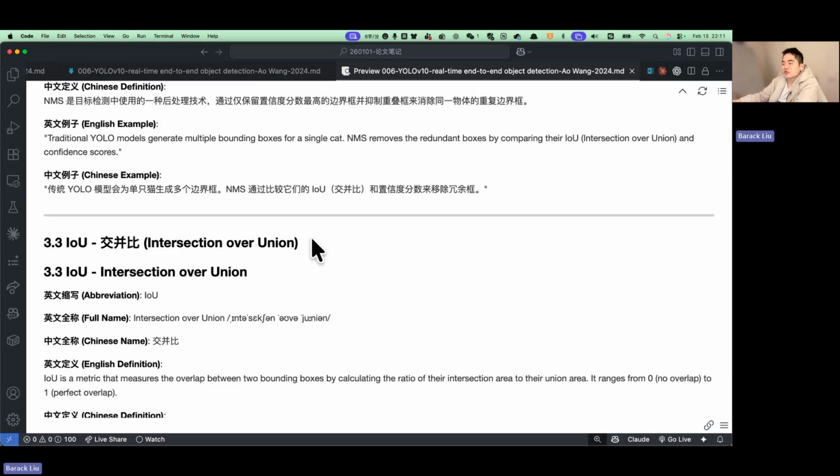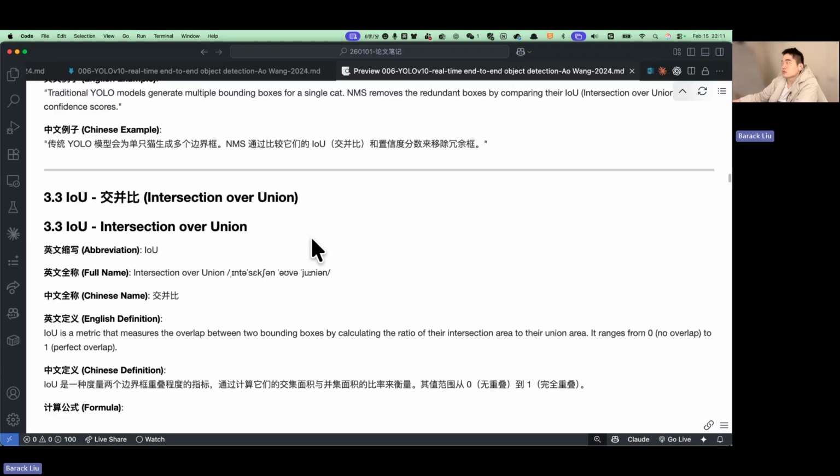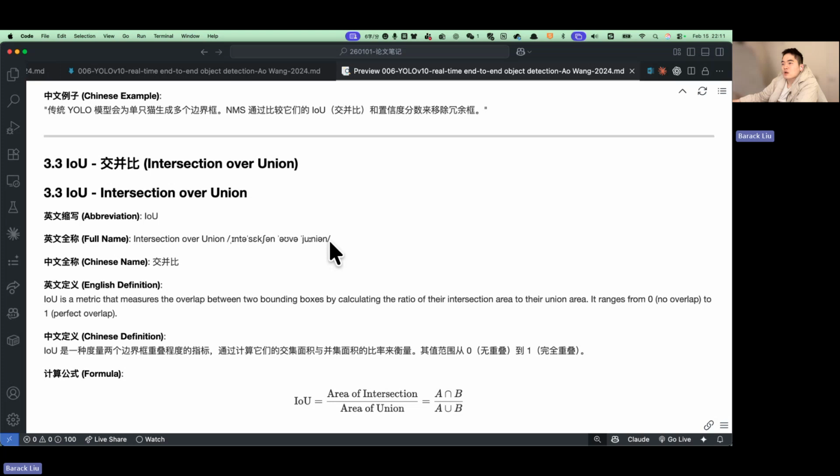3, intersection over union, IOU. IOU is a metric that measures the overlap between two bounding boxes by calculating the ratio of their intersection area to their union area. It ranges from 0, which is no overlap, to 1, perfect overlap.